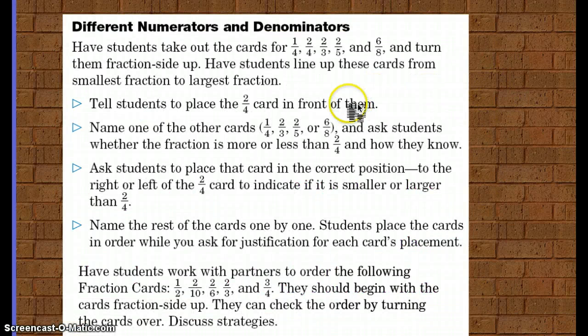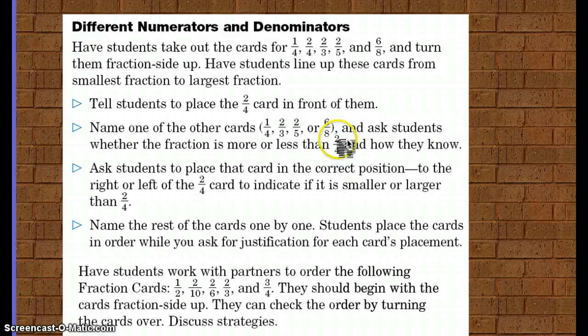So now take out the cards 1/4, 2/4, 2/3, 2/5, and 6/8 and turn them fraction side up. Line up these cards from smallest to largest fractions. A pretty good way to figure out where you should lay them is to make sure that you place the 2/4 card in front of yourself. Name one of the other cards, the 1/4, the 2/3, the 2/5, or the 6/8, and ask yourself whether the fraction is more or less than 2/4 and how you know.